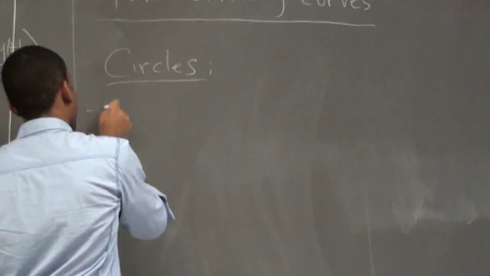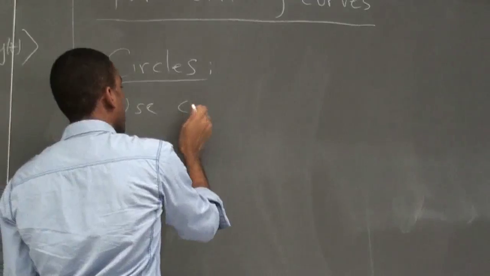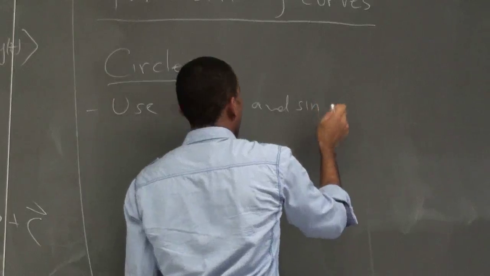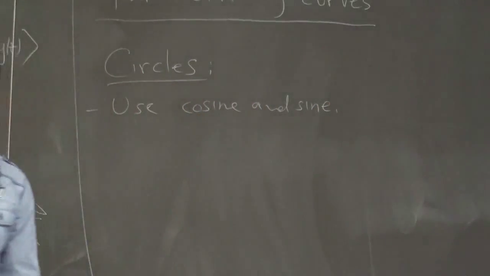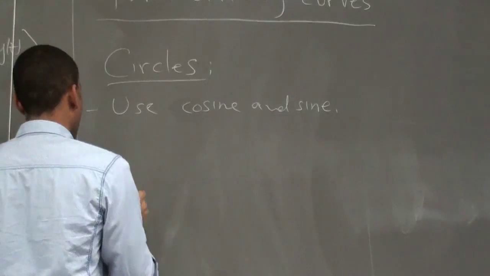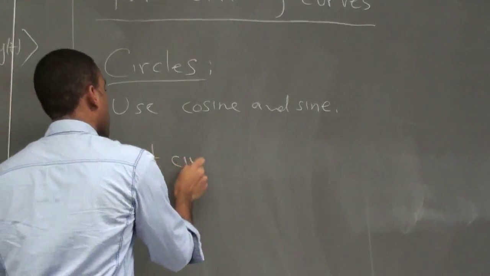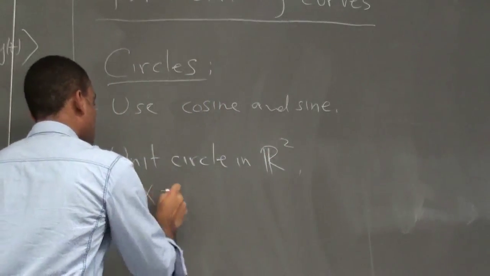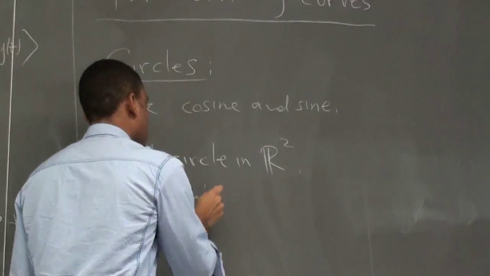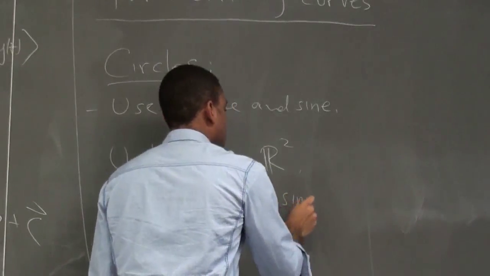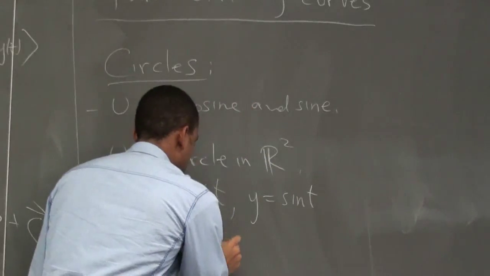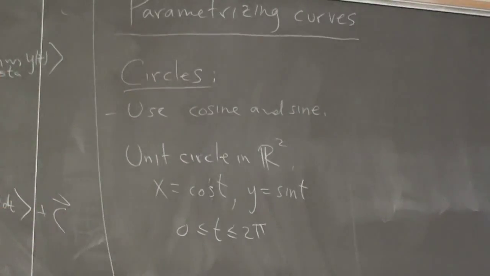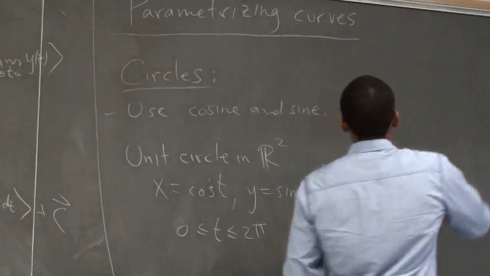Right? So you might remember from Calc 3, to parameterize a circle, you use cosine and sine. So for example, the unit circle, you can parameterize that by x equals cosine t, y equals sine t, where t goes from 0 to 2π. So that's one thing with circles.